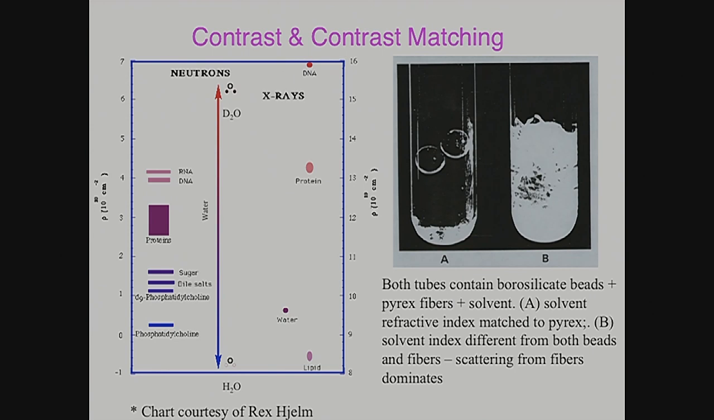So here is a very important concept in small angle neutron scattering. How many of you think there's grit in toothpaste?